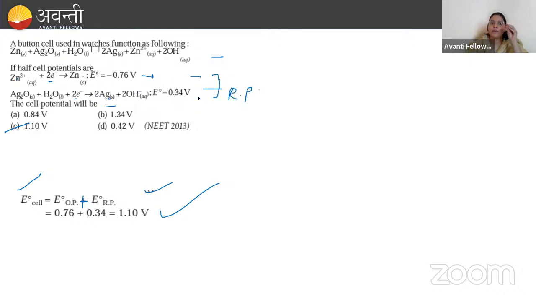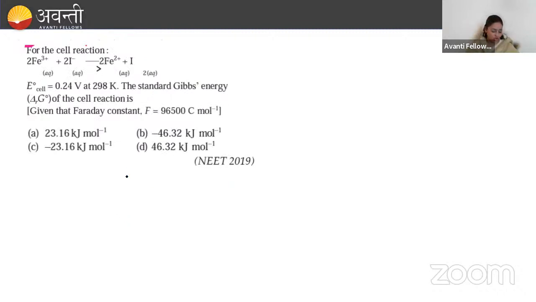तो यहाँ पे हमको find out करना है कौन सी reaction cathode पे हो रही है और कौन सी reaction anode पे हो रही है, और उससे हम लोगों को oxidation potential मिलता है और reduction potential मिलता है. तो यहाँ पे ये दो जो reaction दिया हुआ है, यहाँ पे आप देख सकते हो कि this potential is oxidation potential and this potential is reduction potential. और दोनों का मैंने sum करके ये answer लाया. Next, for the cell reaction.